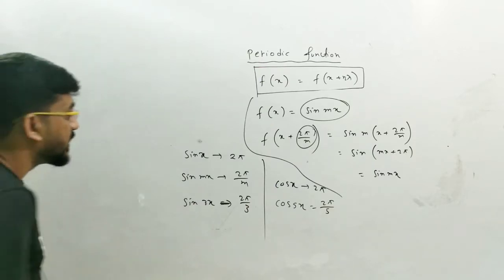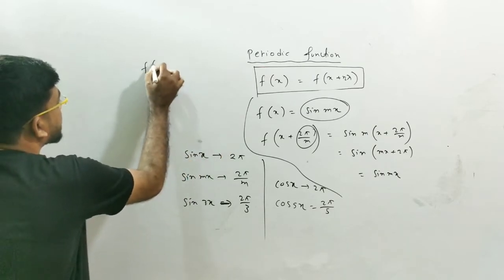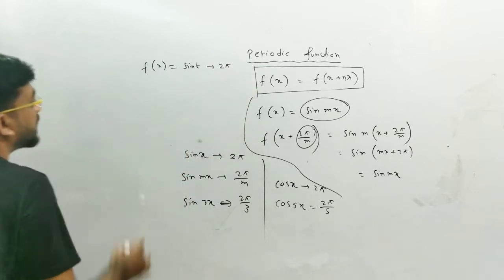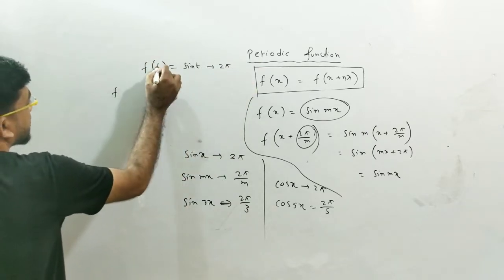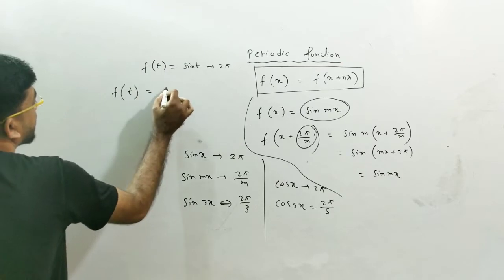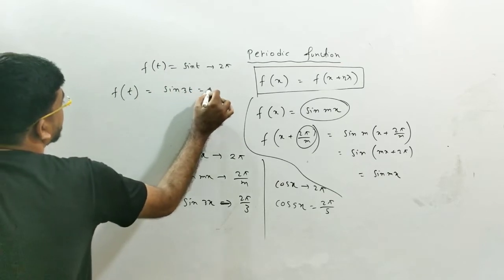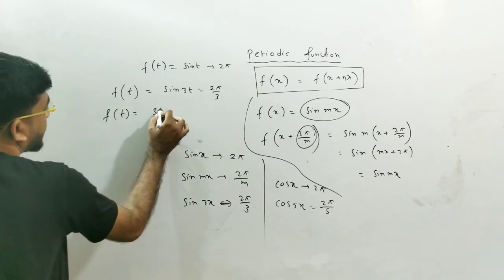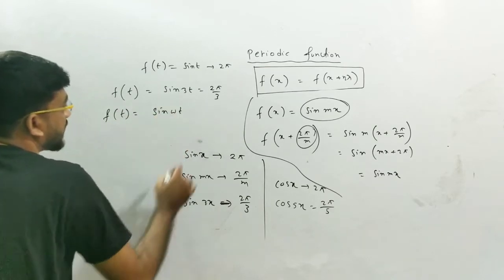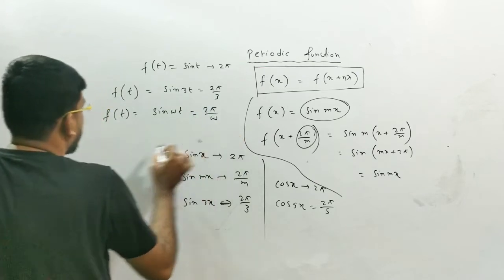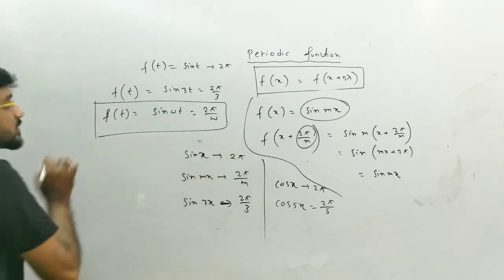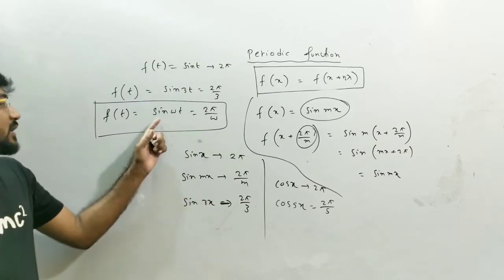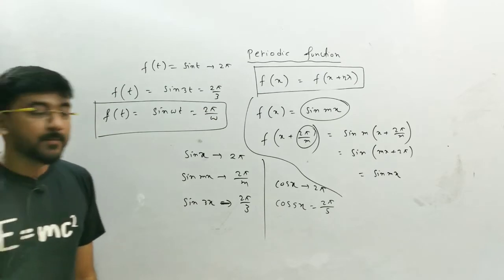And another thing, if you change the variable, if you have f(x) equal to sin t, then also your period will be 2 pi. Sorry, this is f(t) now. If you have f(t) equal to sin 3t, then your period will be 2 pi by 3. And if your function is sin omega t instead of m, then you will get 2 pi by omega. You might be familiar with this: the displacement of simple harmonic motion is sin omega t, and you know the period is 2 pi by omega.